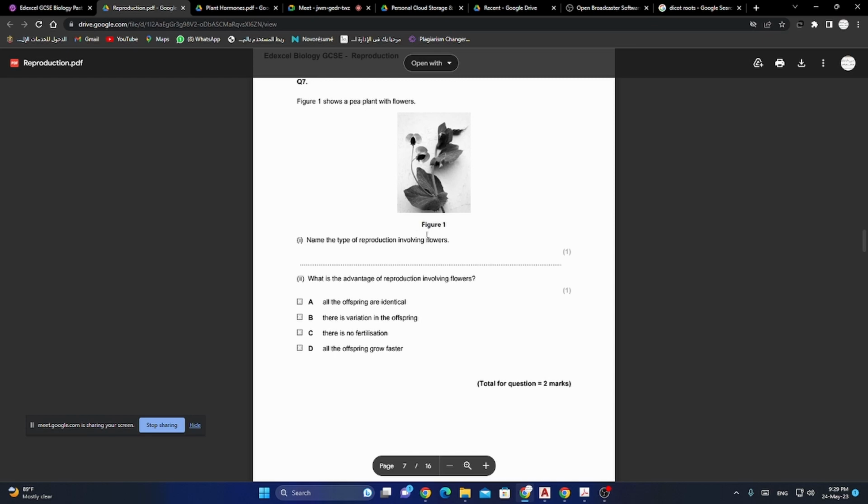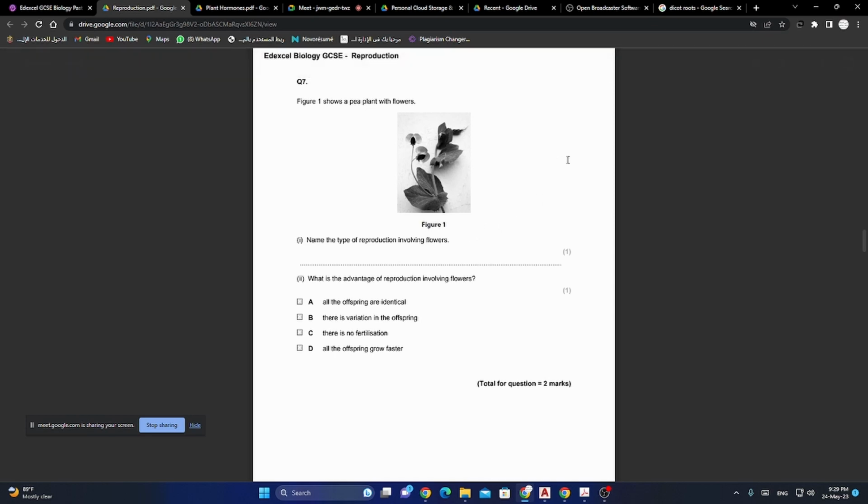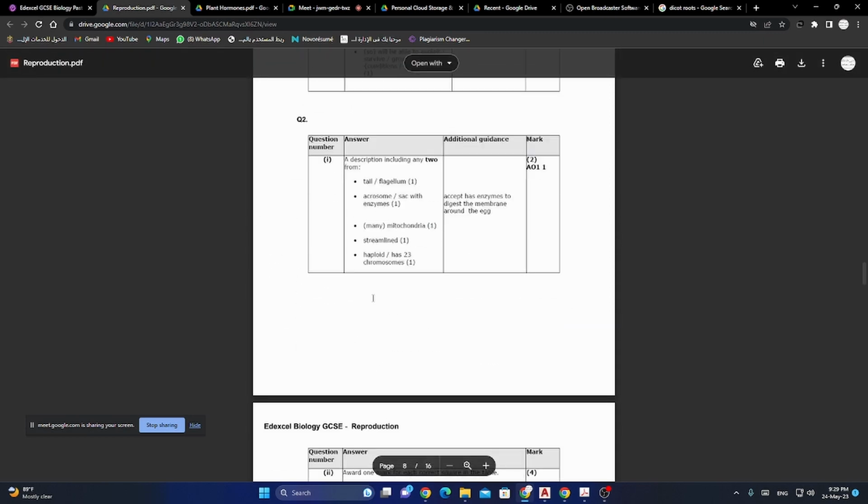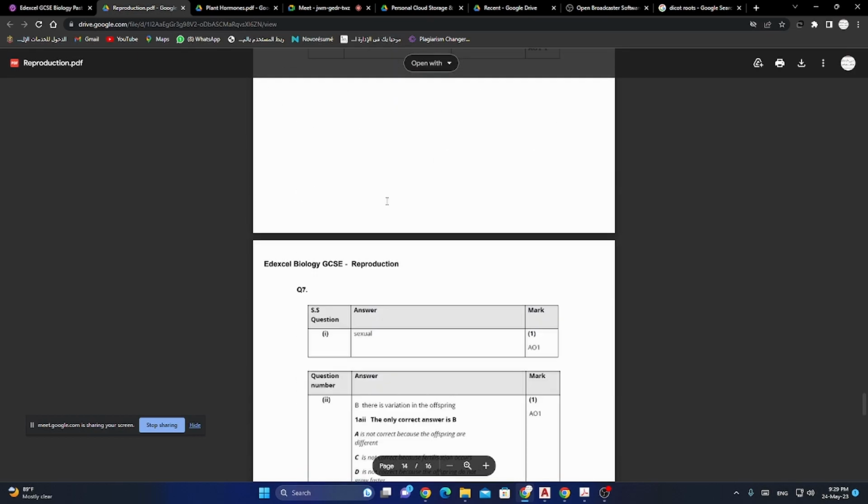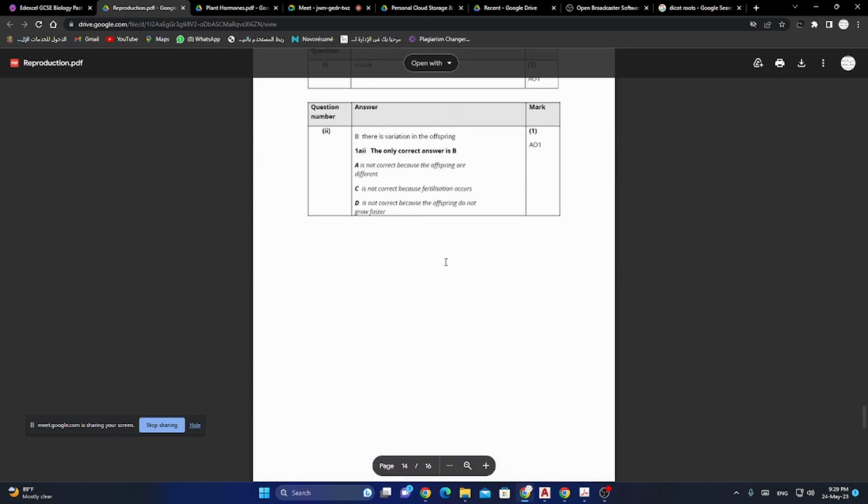Name the type of reproduction involving flowers. What is the type of reproduction involving flowers? Right, sexual reproduction. What is the advantage of reproduction through flowers? Right, there's variation in the offspring. This is basically it for the questions right now.